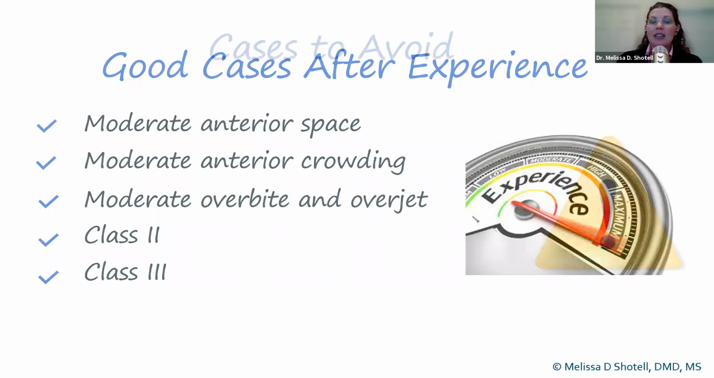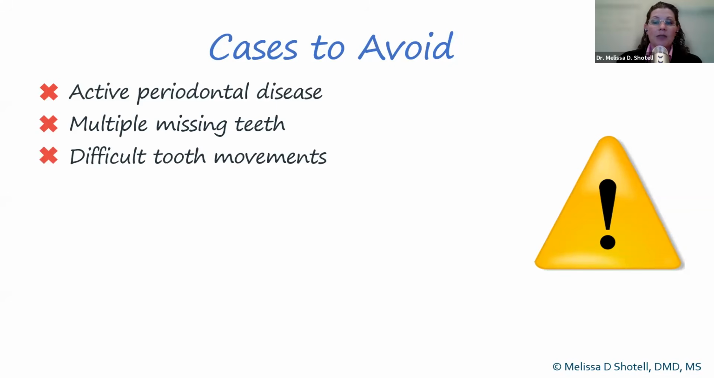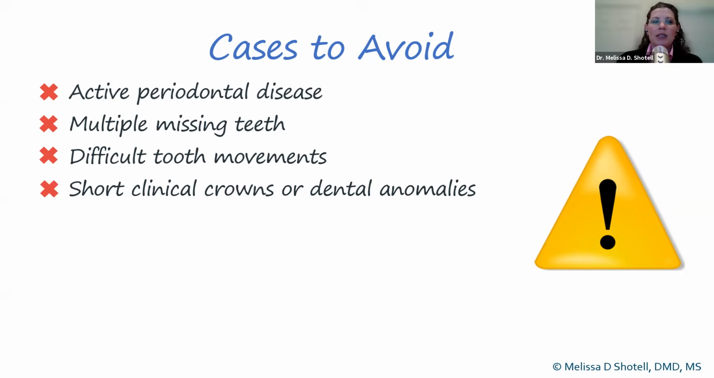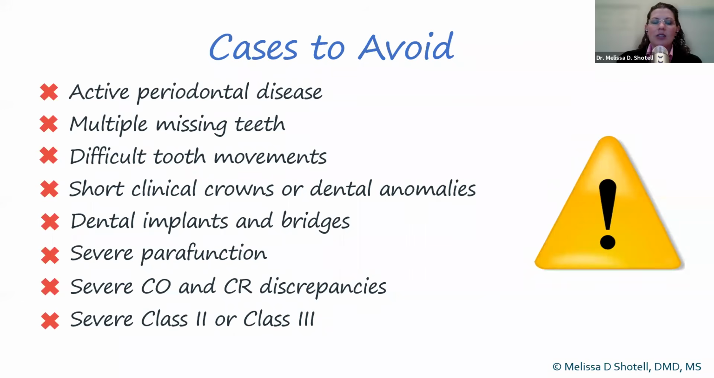The cases that I definitely recommend avoiding are any patients with active periodontal disease, patients with missing teeth, as this makes it more complex for fitting the aligners and designing the aligners, any difficult tooth movements or large movements, short clinical crowns or dental anomalies like peg laterals, dental implants and bridges, any patients with severe parafunction or a large centric occlusion centric relation discrepancy, and any severe class 2 or class 3 cases, or any patients that are having active TMD or active TMJ pain.